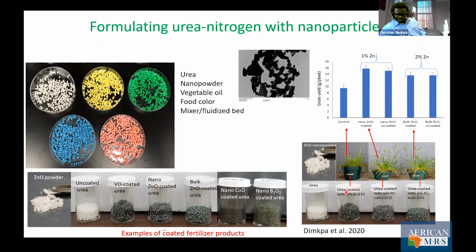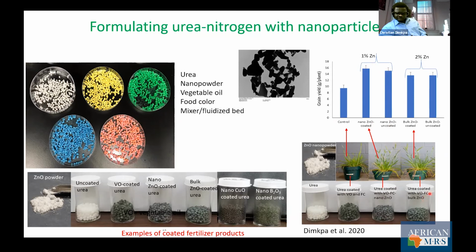So this is urea coated with vegetable oil and food color, and there is no zinc, no nanomaterial. This is the plant, and this is the yield here. If you coat urea with vegetable oil, food color, and nano zinc oxide, this is the plant, this is the yield, and you are coating with 1%. This represents zinc that is not coated, but the zinc is present as nano. So there's nano here, there's nano here. There is no effect of coating compared to non-coating.